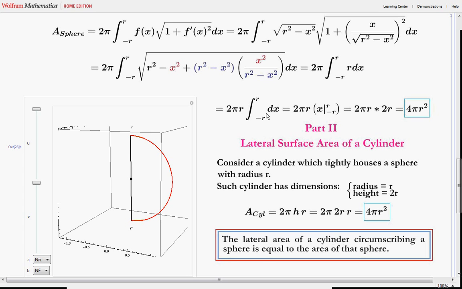Now, taking antiderivative of 1, which is x, and evaluating that antiderivative at the limits of the integral, we get 2r. So, lo and behold, after all this maneuvering, we are finally arriving at the venerable formula for the surface area of a sphere, and that's 4 pi r squared. So we are just a step away from Archimedes' theorem.